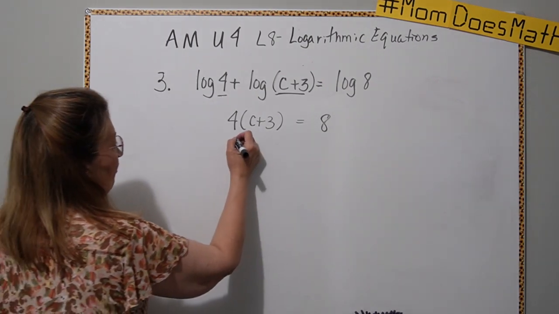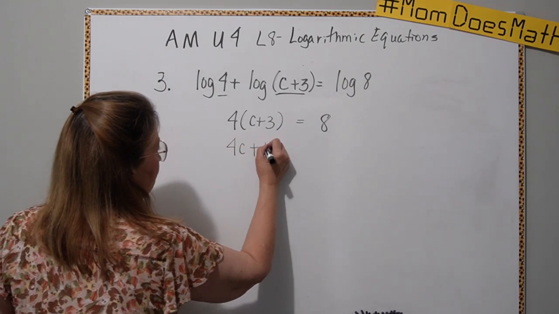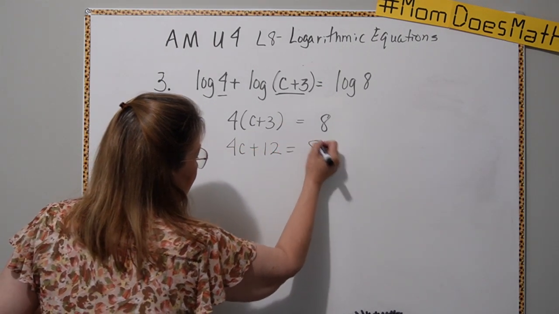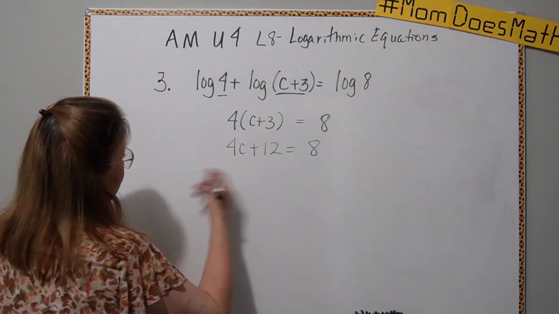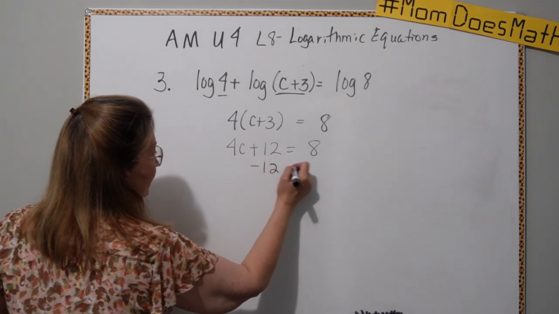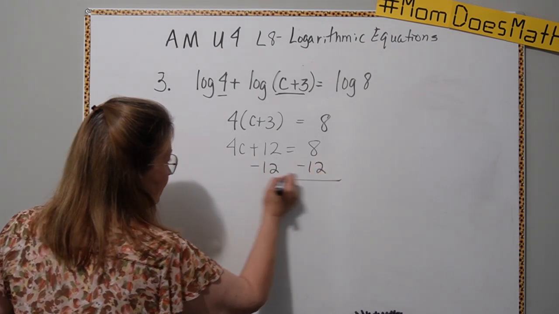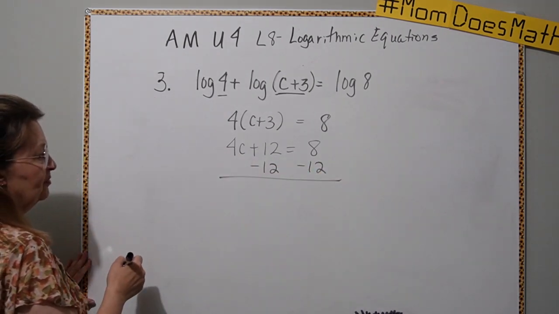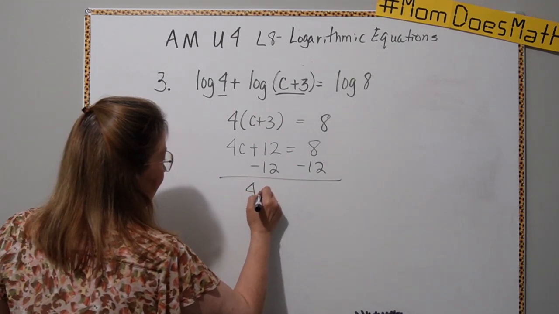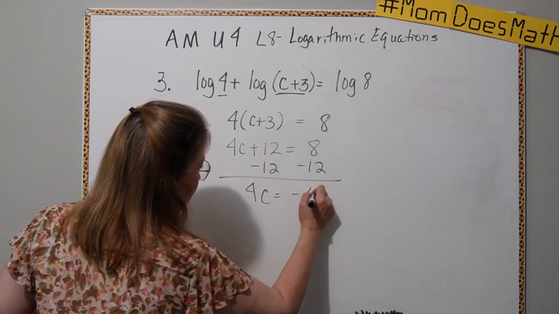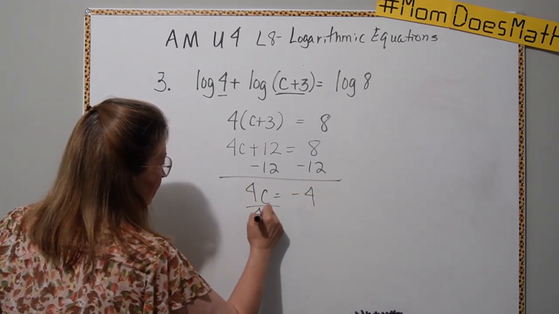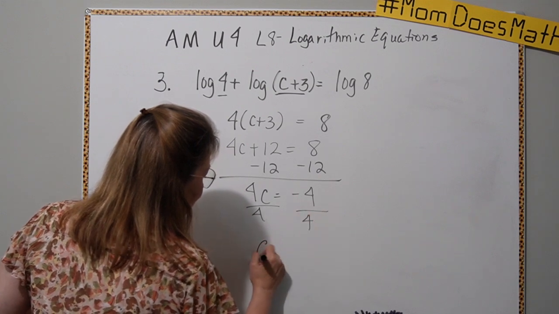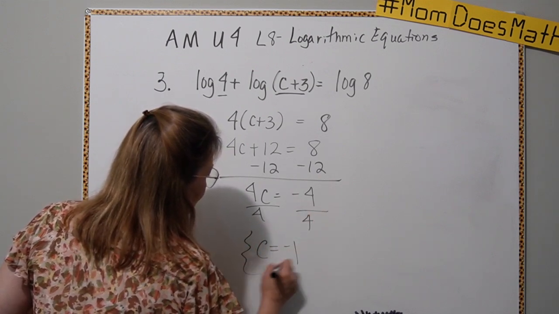Now we're ready to solve. So 4c plus 12 is equal to 8. And we're just solving the equation. Now let's subtract the number that's attached to 4c. So that's going to be minus 12 on each side. I have 4c is equal to negative 4. Divide both sides by 4. And c is equal to negative 1.